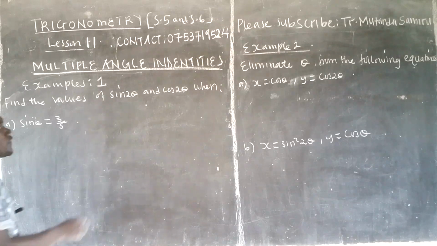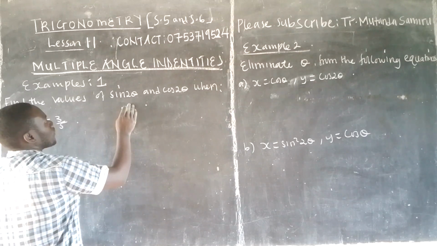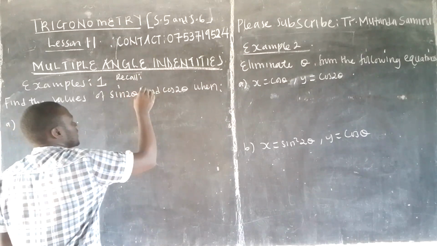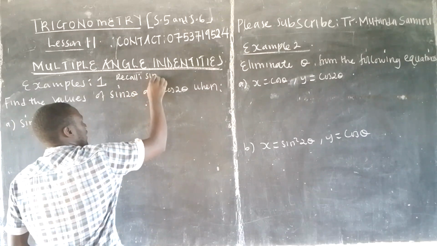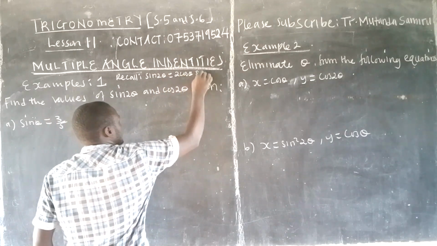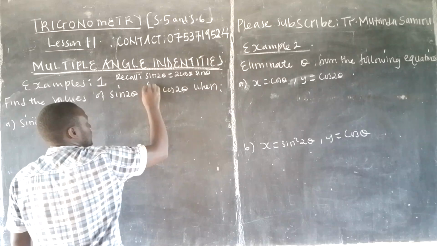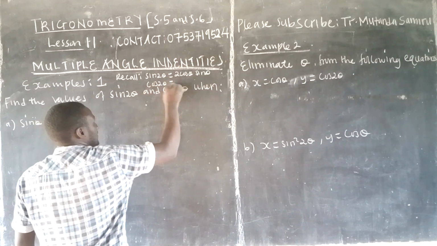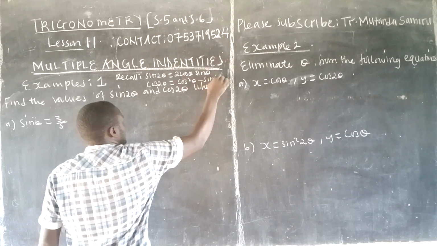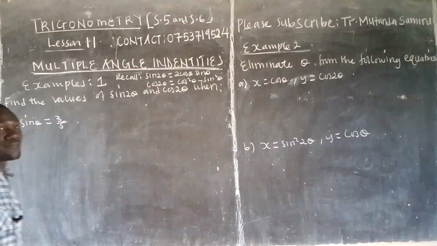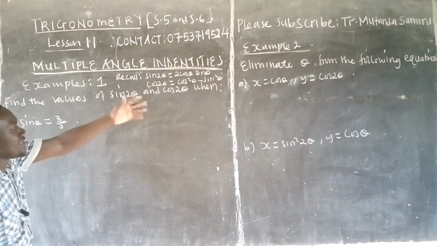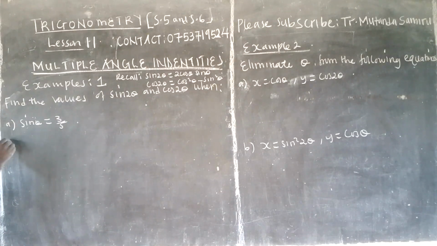Maybe you can recall some of these formulas here. That sine 2 theta is equal to 2 cos theta sine theta. You must recall those ones. Then also, cos 2 theta is equal to cos squared theta minus sine squared theta. We shall be using them. Now they want us to find sine 2 theta and cos 2 theta. So let's start with sine 2 theta.